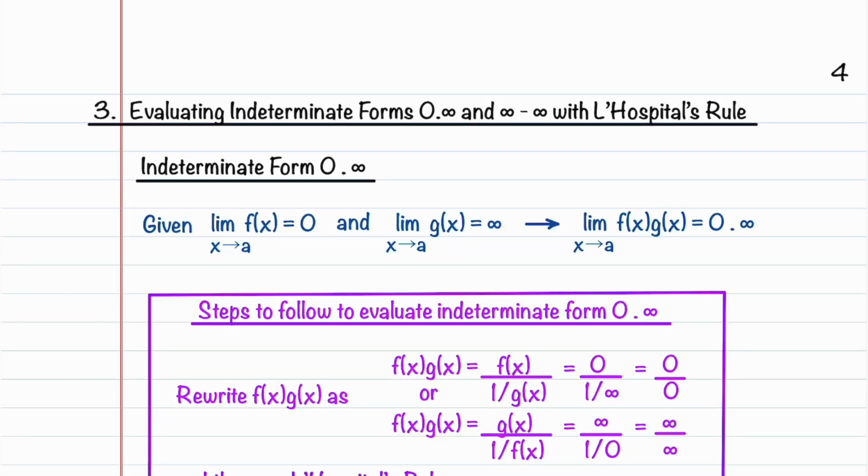We are going to learn how to evaluate limits with indeterminate forms 0 times infinity and infinity minus infinity using L'Hopital's rule. Let's first learn how to evaluate limits with the indeterminate form 0 times infinity. If you're given that the limit of f of x as x approaches a is equal to 0, and the limit of g of x as x approaches a is equal to infinity, then you get that the limit of f of x times g of x as x approaches a is equal to the indeterminate form 0 times infinity.